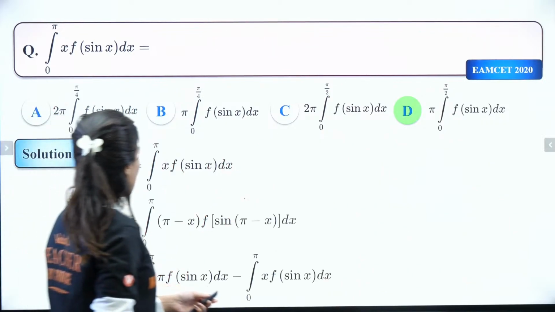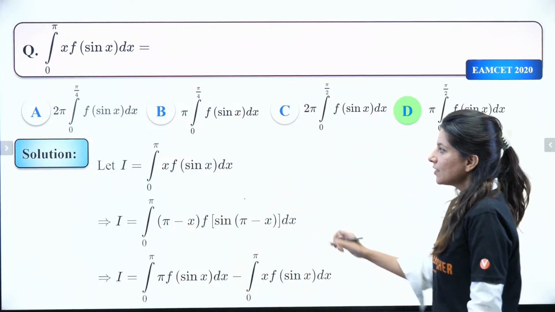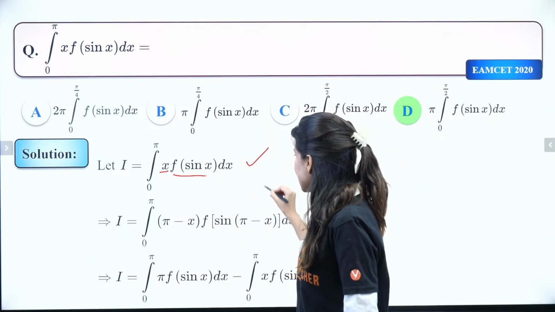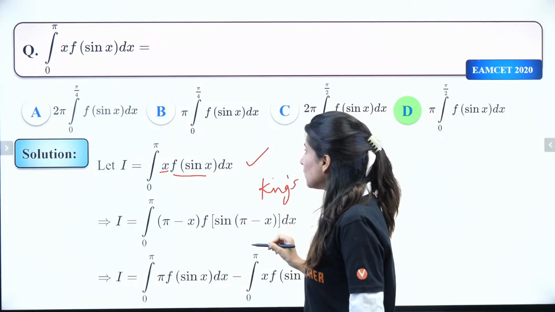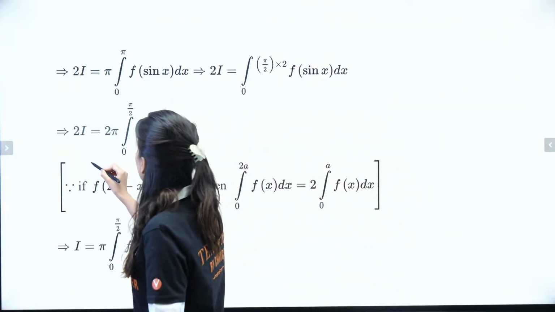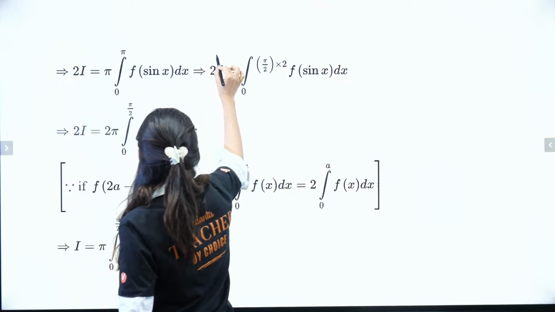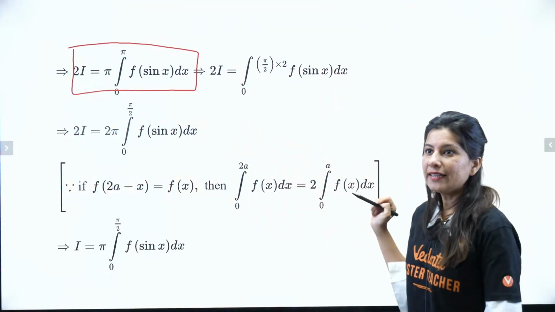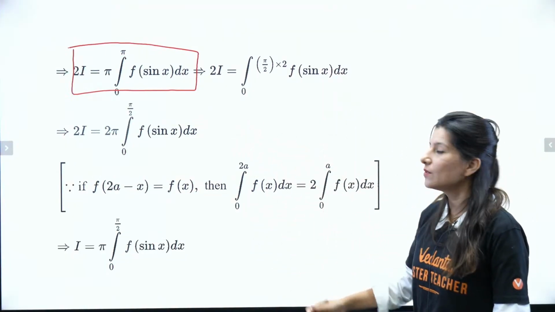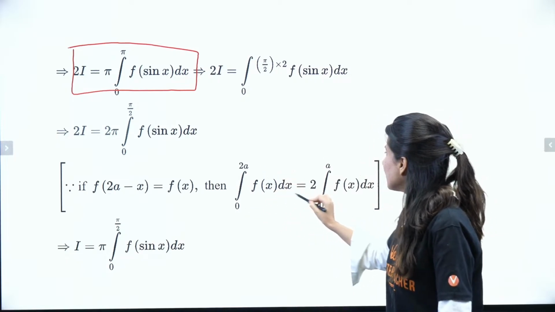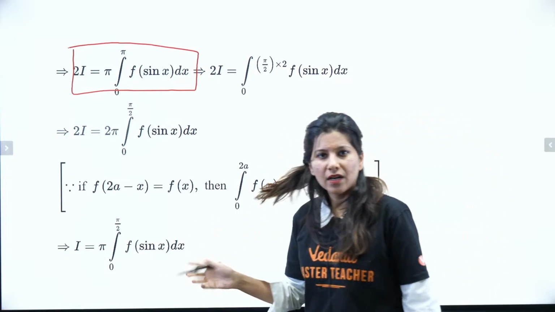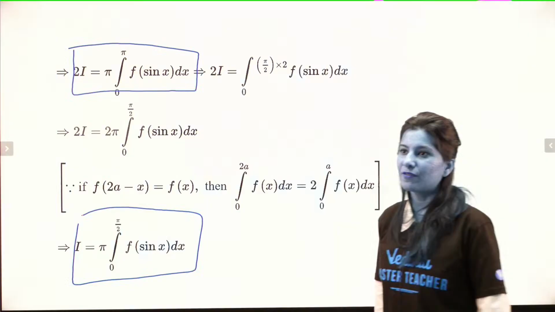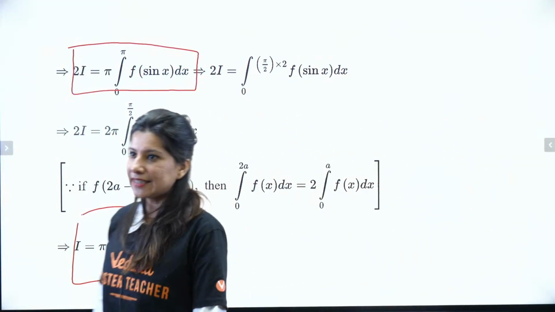Okay, let me show you the solution one more time. So this was your integral, algebra and trigonometry together. So what we did is we applied King's property first. The moment we apply King's property and add, I get this. Now after applying King's property, we can simply apply the property that the integral of f of x dx from 0 to 2a will be this. Same Queen's property that we applied, and we get I equals pi times the integral from 0 to pi by 2 of f of sin x. All right.